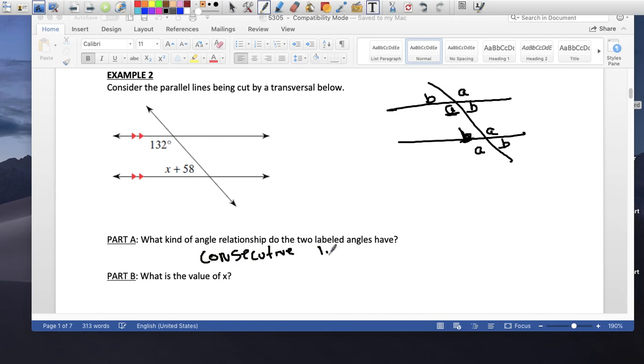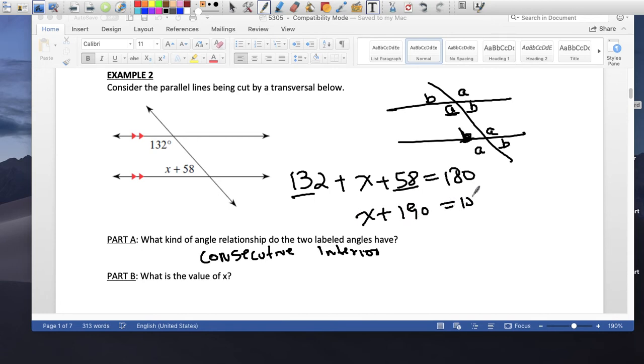Okay, so if I do this, I get 132 plus 58, right? Combine like terms. X plus 190 equals 180. Minus 190, minus 190. X is going to be negative 10. And that's okay, right? So if X is negative 10, I'll come back over here. I'm going to substitute. I'm going to write negative 10 plus 58. Right, so negative plus a positive. Who's going to win? The positive. So the answer is going to be 48. And that's how much the degrees is.